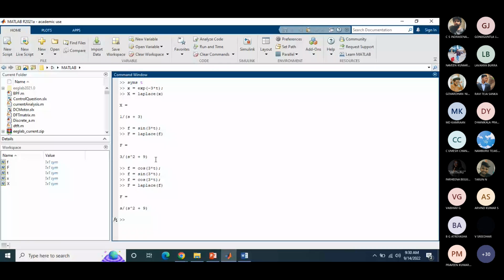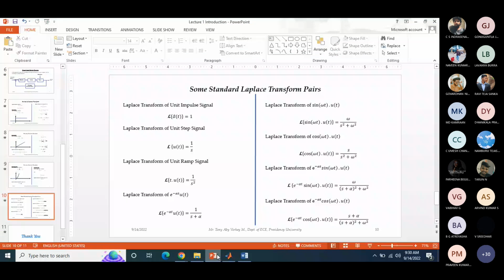Any doubt? So please remember these much Laplace transform formulas. The pairs you should remember, so that it will be used in the second unit. That is why I'm telling. How to find the inverse Laplace transform also you should learn. In between, whenever I get time, I will be teaching. If you don't know how to find the inverse Laplace transform, I will be telling you how to do.